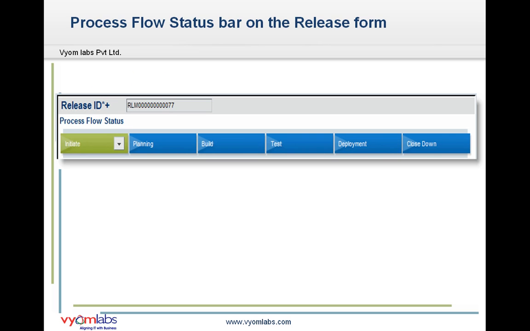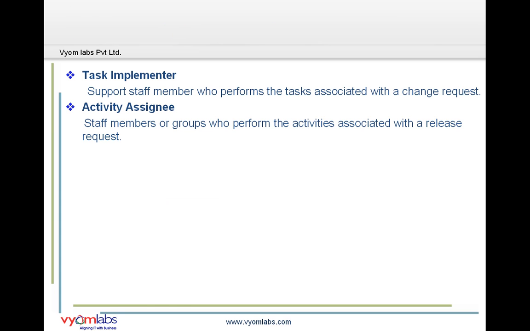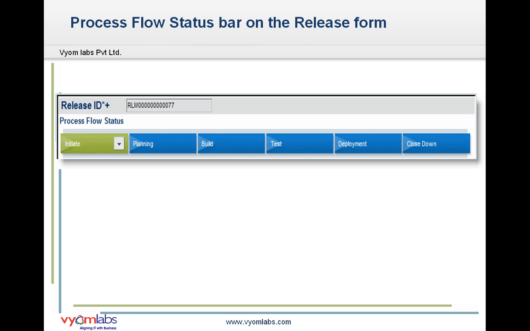You can view these different roles in this figure, where you see the release coordinator, release approver, change manager, task implementer, and activity assignee, and the subsequent roles and responsibilities performed by them. Now we are done with the introduction of release management processes, and what roles are there in a release management process.